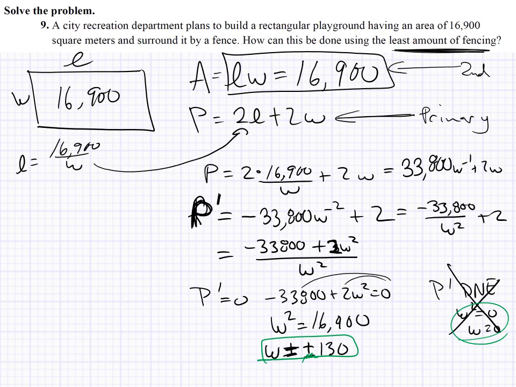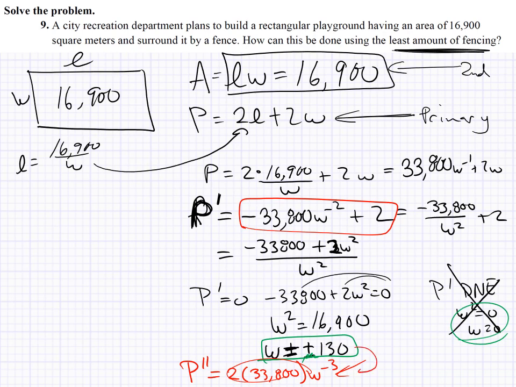So how can we determine if it's a minimum? We could do a couple of things. One, we could do the second derivative test, which I like the best. So I'm going to take the second derivative of P. Do it again, and you're going to get positive 2 times 33,800 W to the negative 3, plus the derivative of the 2 would be 0. If you plug a positive in here, remember this is a negative exponent, but that's really going to give me a positive value in the denominator times this, and so you're going to end up getting a positive when you plug 130 in.